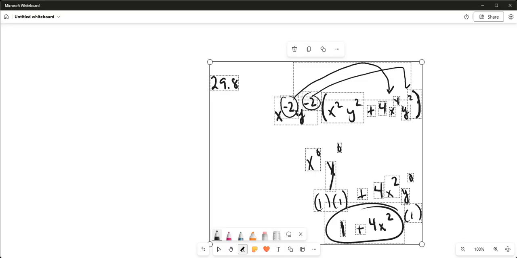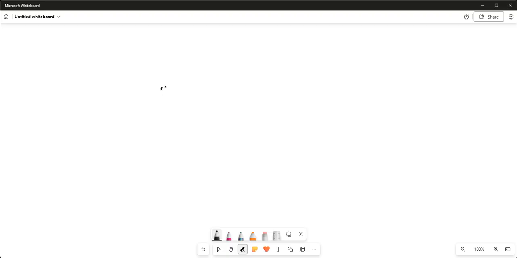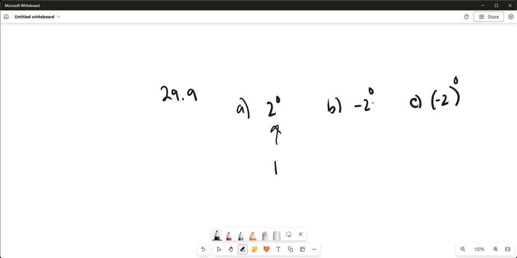All right. Then last thing, 29.9. Got 2 to the 0 power. Got negative 2 to the 0 power. And we've got the quantity of negative 2 to the 0 power. Okay, so this is a positive 1. This part is positive 1, but this means the opposite of whatever this is. So this is going to be a negative 1. And then this applies to everything inside the parentheses, so this is all going to be a positive 1.